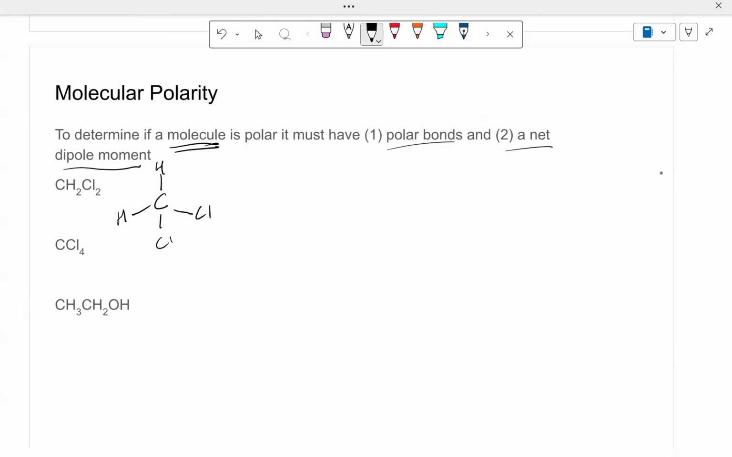Now, the carbon-hydrogen bonds, we are not going to treat those as polar. But the carbon-chlorine bond is a very polar bond. Chlorine's very electronegative. And so there's a net direction of polarity in this direction. So we would say that this compound is polar.